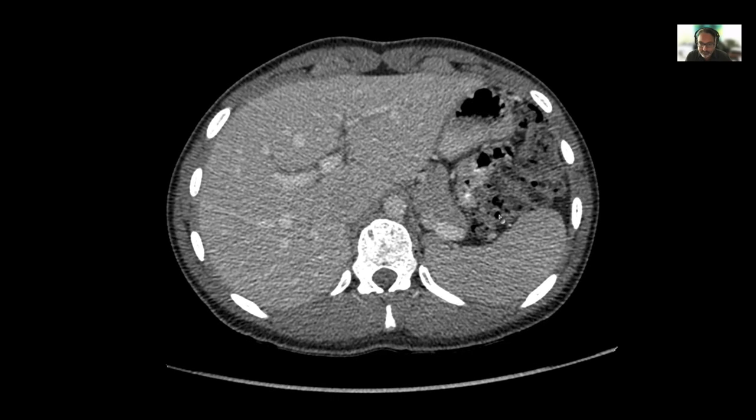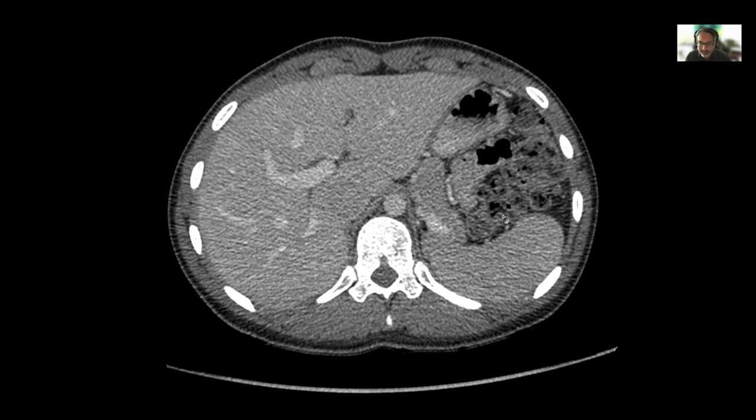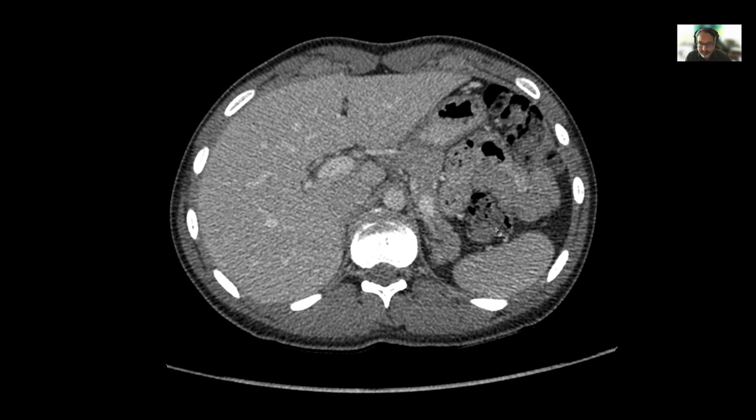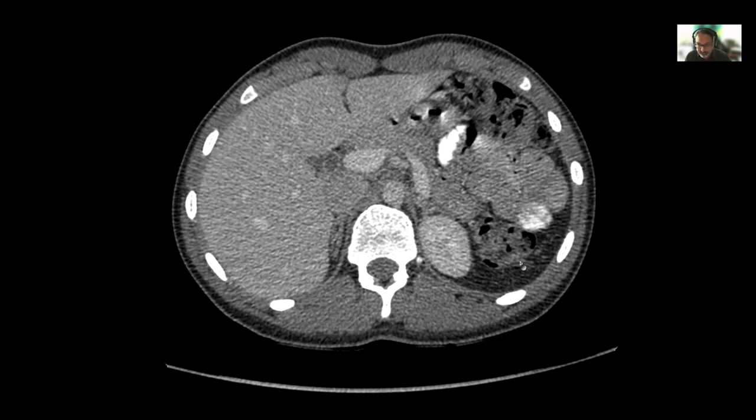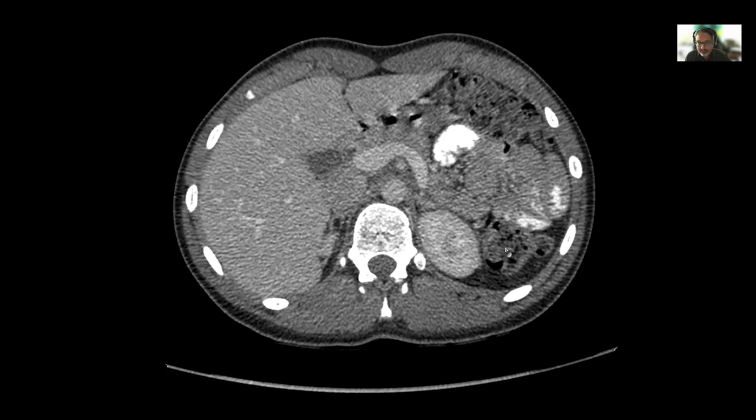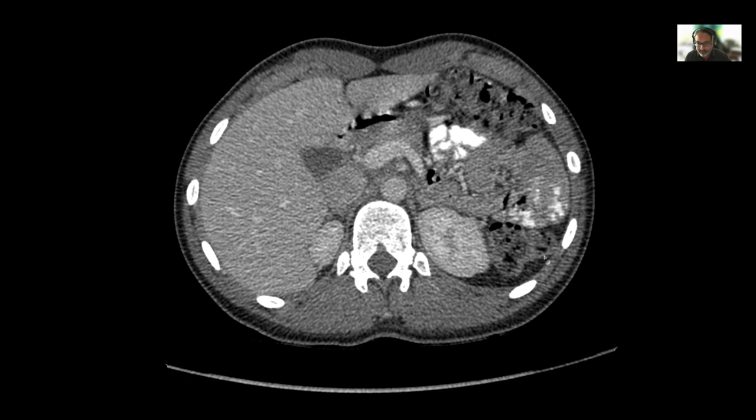This is still the descending colon. This is still the descending colon here. This is the descending colon. Let's keep following. And now it's gotten really posterior. This is the descending colon. Let's keep following it down. This is the descending colon.